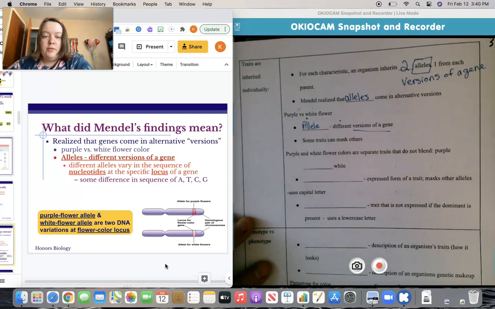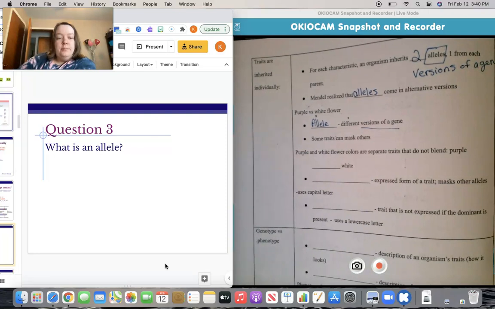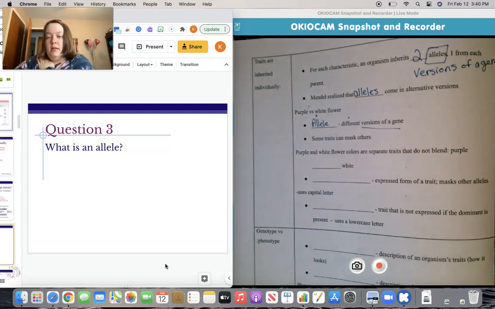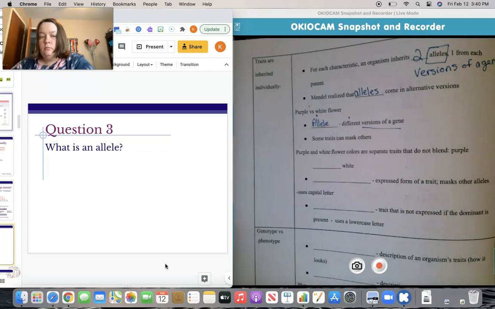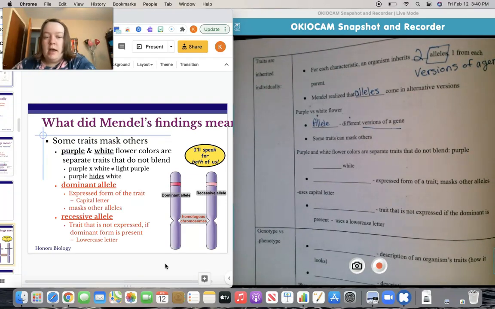And what he noticed from there is that some traits can mask others. Question number 3, what is an allele? So he found some traits can mask others.